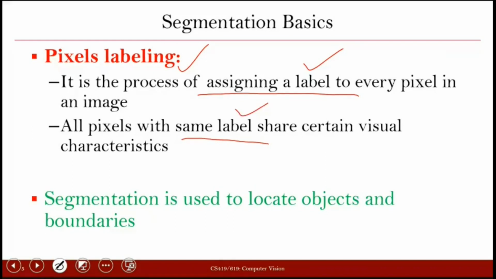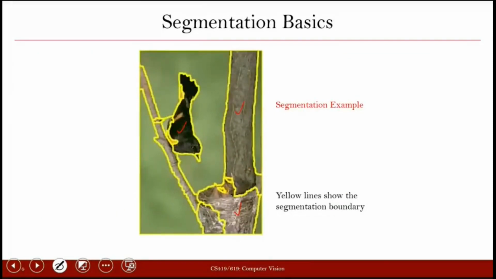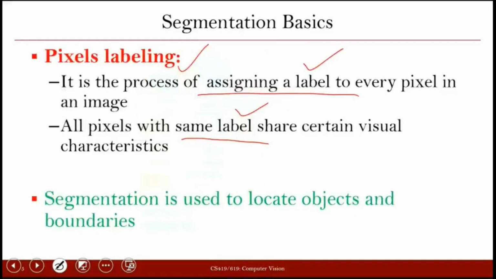In this particular example, this particular area here is the bird. You see all the pixels are almost having a similar kind of characteristics. Similarly, you can see the other area. If you see the trunk of this tree, all these pixels here also have similar characteristics. Okay? And we'll see how we can define these similar characteristics in coming slides. So what is the application of this? Segmentation is used to locate objects and their boundaries.